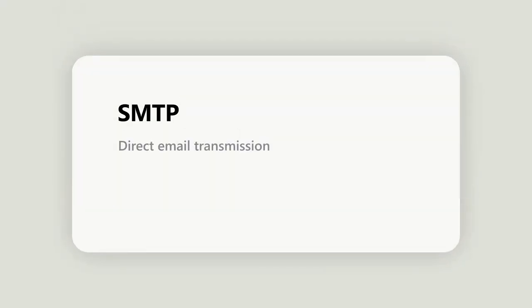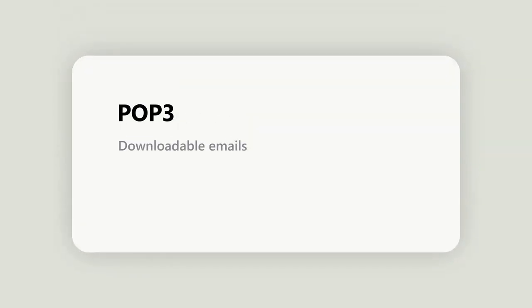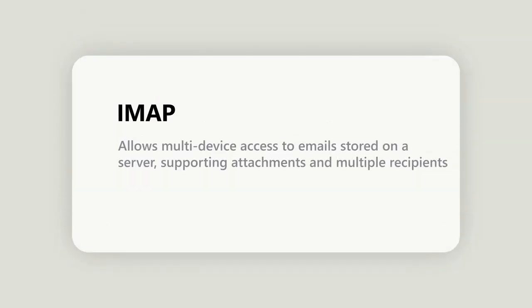Finally, email uses communication protocols such as Simple Mail Transfer Protocol for sending messages and Post Office Protocol version 3 or Internet Message Access Protocol for retrieving them. SMTP facilitates the direct transmission of emails across networks, while POP3 allows emails to be downloaded to a client's device. And IMAP enables emails to be accessed from multiple devices by keeping them stored on the server. This is essential for both personal and professional communications, as well as supporting features like attachments and multiple recipients.